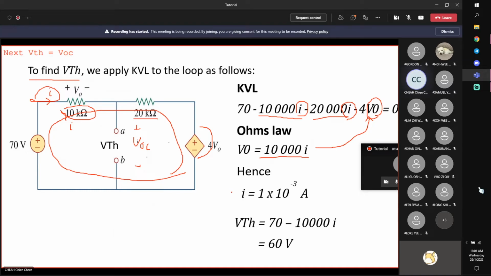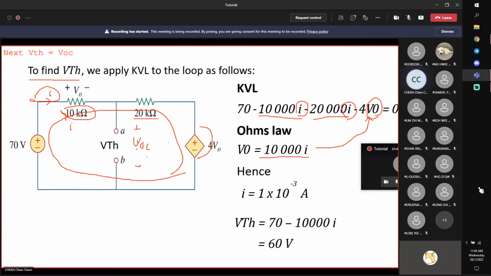So this is the idea of mesh analysis: assign mesh currents, write down an equation in terms of the mesh current. Anything that's not in terms of mesh current, relate to it. For example, your dependent source, V0 is related to I by Ohm's law. Then just put V0 in terms of I. Then you have one equation with one unknown only.